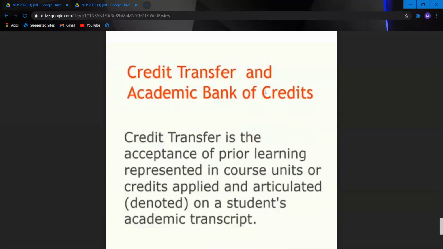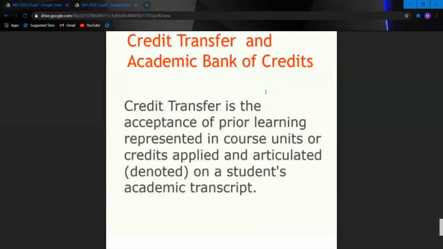Whatever marks he has scored, the credit transfer and academic bank of credits will be maintained. Credit transfer is the acceptance of prior learning represented in course units or credits applied and articulated on a student's academic transcript. It means every assessment of a student will be recorded online so that his credit transfer and academic bank of credits can be maintained online.